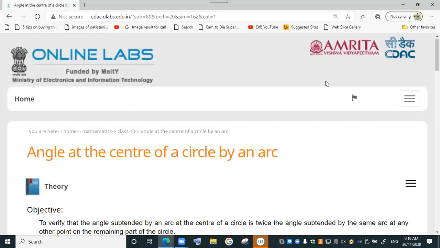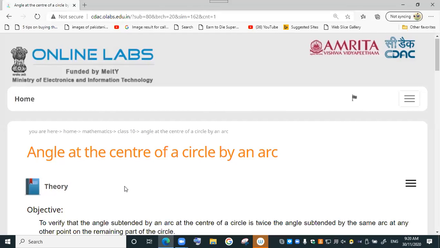So this is our activity number 3. As I told you, you have to make a practical file, or you can do it on A4 size papers and file it properly. So you have to scan and send on Google Classroom.